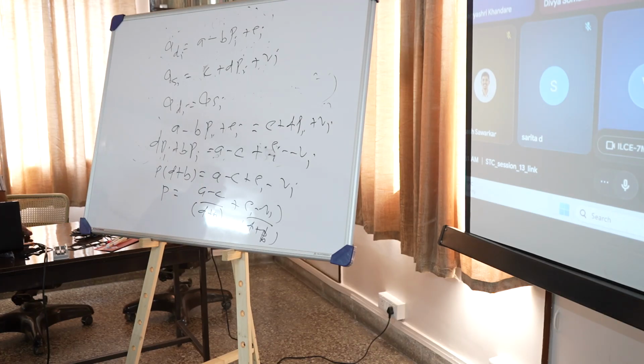Because basically here, P is not an exogenous variable. P is determined from within the system. So P is an endogenous variable. So if one of the explanatory variables is an endogenous variable, you cannot estimate these two equations independently as they are.